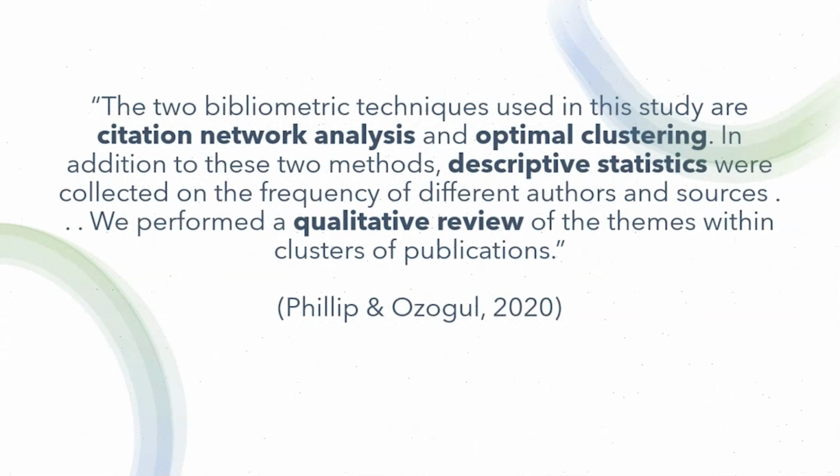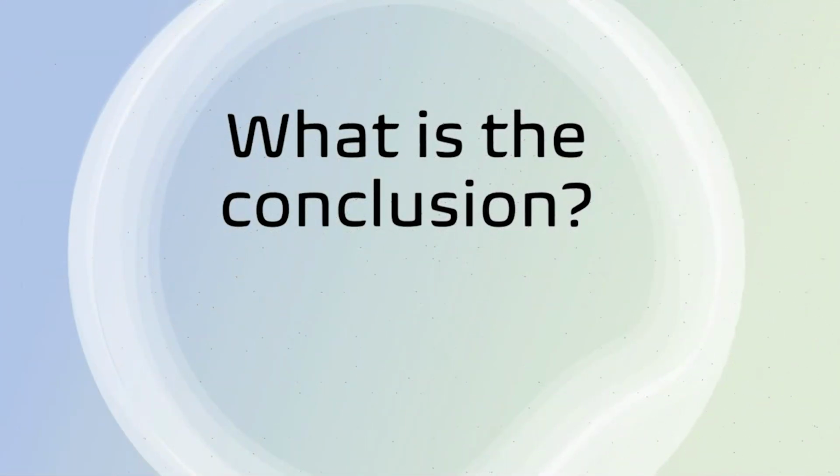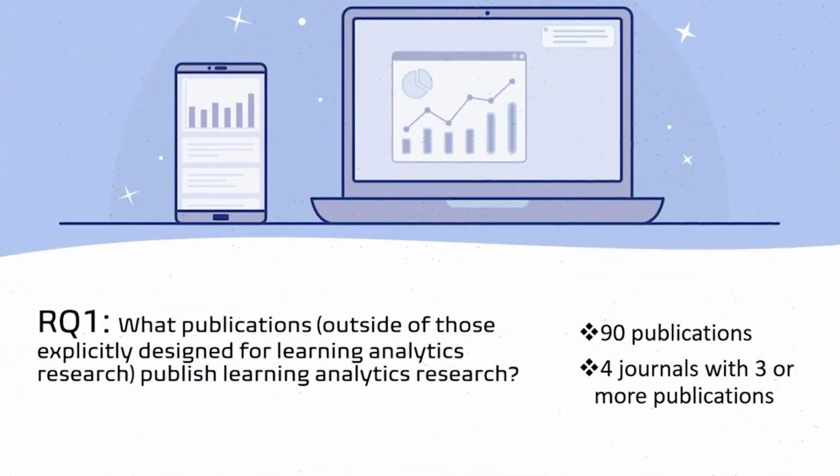The authors used two bibliometric techniques, citation network analysis and optimal clustering. They also used descriptive statistics and a qualitative review of the themes within clusters of publications. After applying inclusion and exclusion criteria, Phillips and Ozogul discovered 90 publications. 4 journals had 3 or more publications.